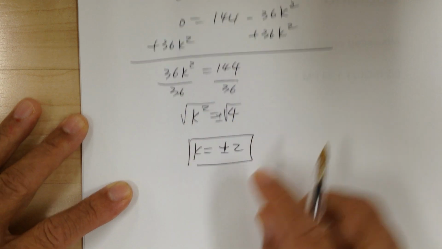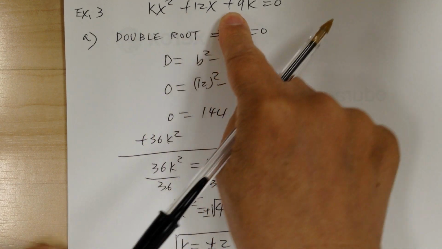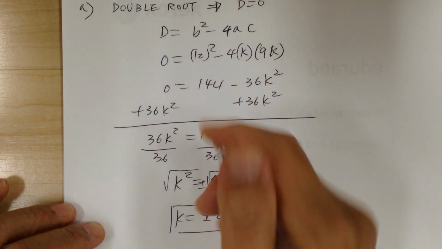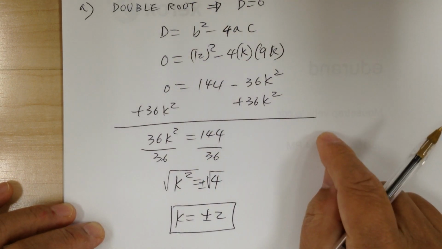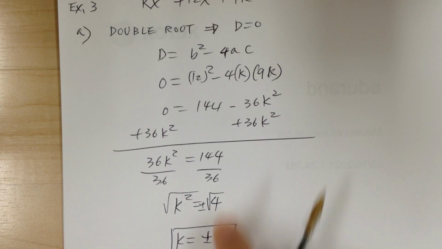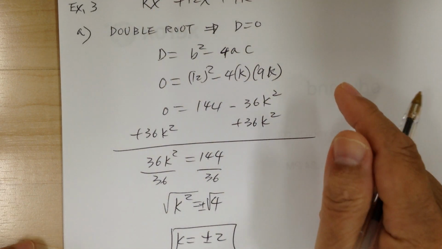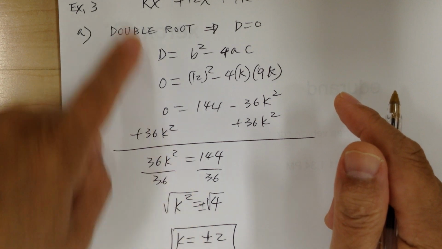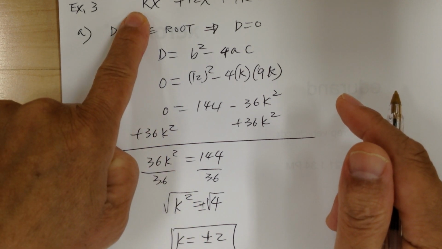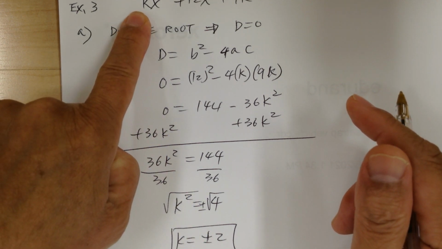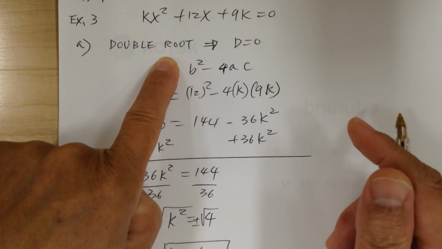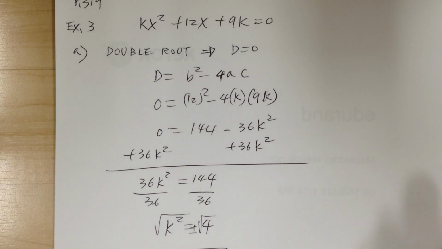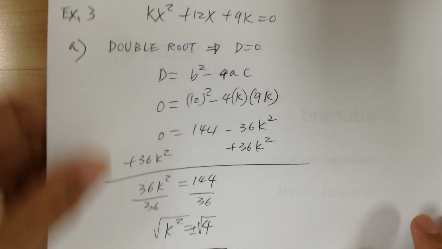So when k equal to plus or minus 2, you're going to get the double root. And you can put k as 2 in here to get your equation. So when k equal to positive 2 or negative 2, you're going to get the double root. Okay, now let's go and do example 3b.